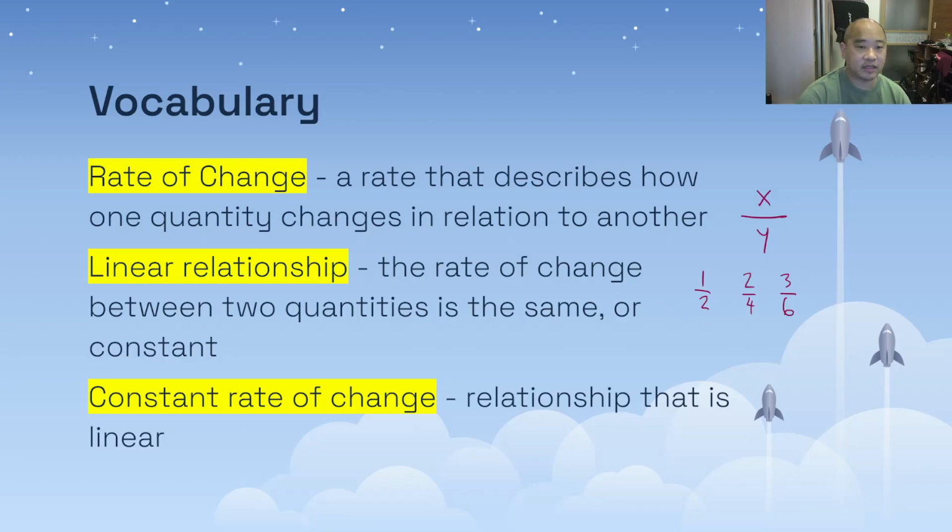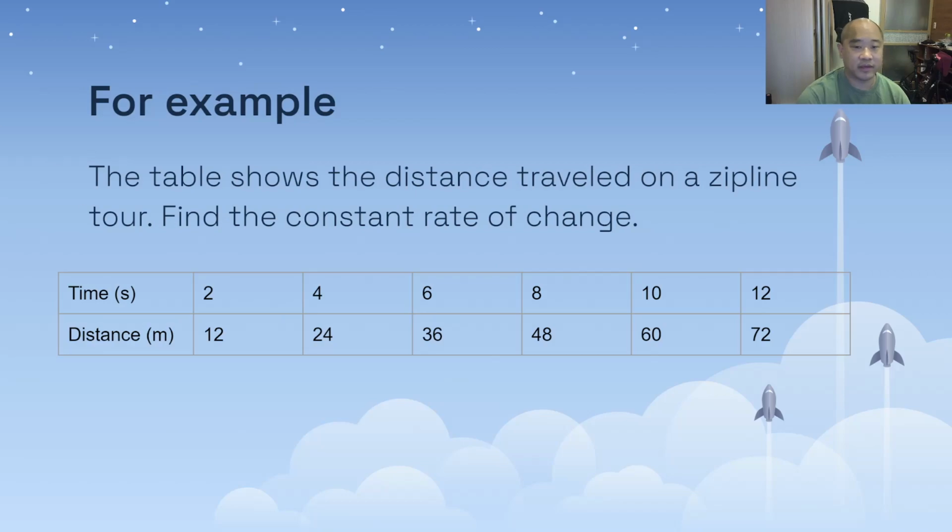Okay, so let's take a look at some examples of that in action. The table shows the distance traveled on a zipline tour. A zipline tour is one of those things with some trees and there's a line that goes between, and you dangle from the line and you go zip from one side to the other. Zip line. So this is the time, this is the distance that you've traveled. What is the constant rate of change?